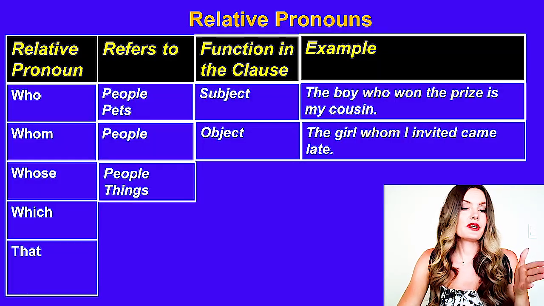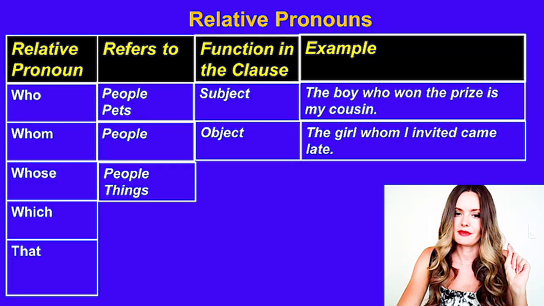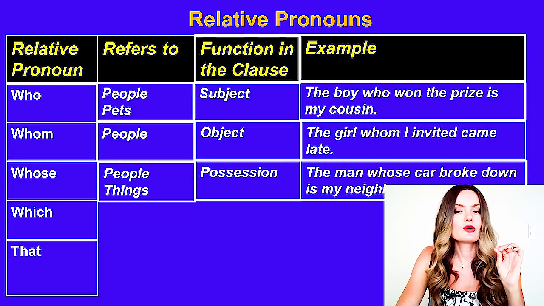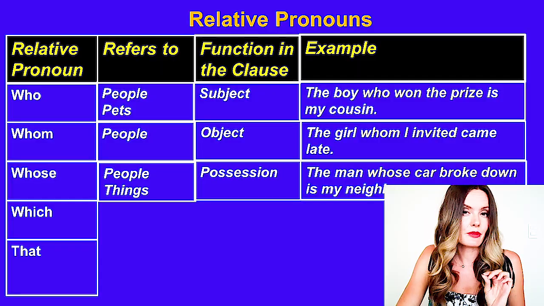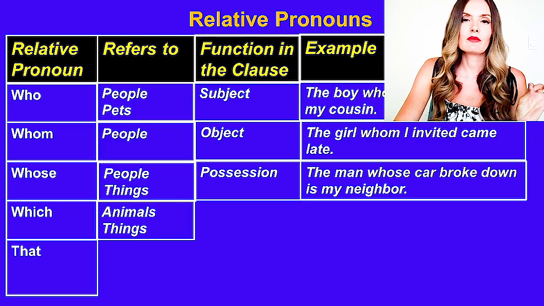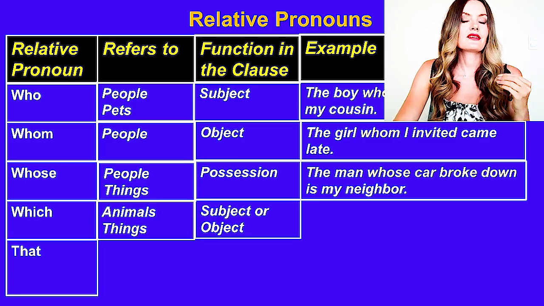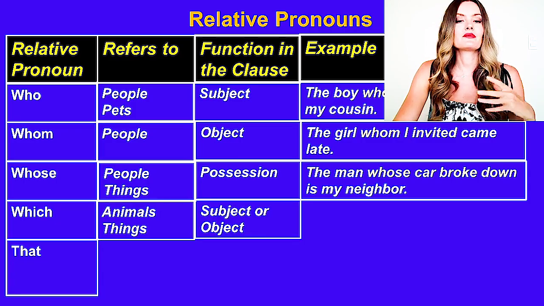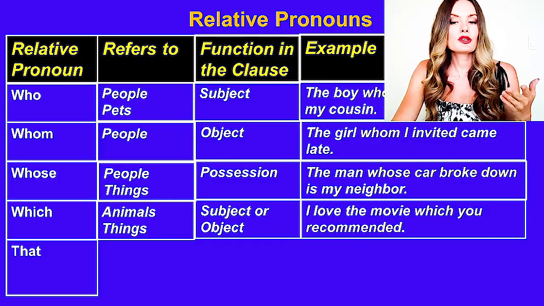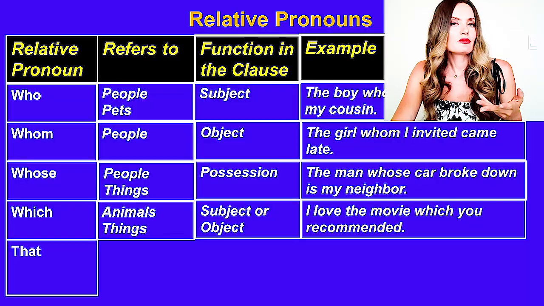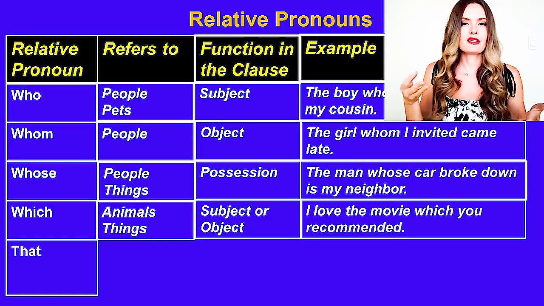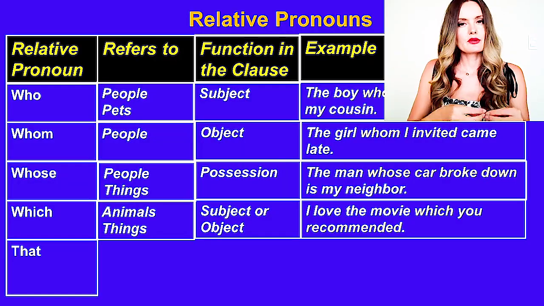Whose refers to people or things. It shows possession. For example, the man whose car broke down is my neighbor. Now, which. We use which when we are talking about animals or things. And the function of which in the sentence can be subject or object. For example, I love the movie which you recommended. What kind of movie? Which you recommended. So which here we are talking about the thing. The movie is the thing, right? So that's why we use which.